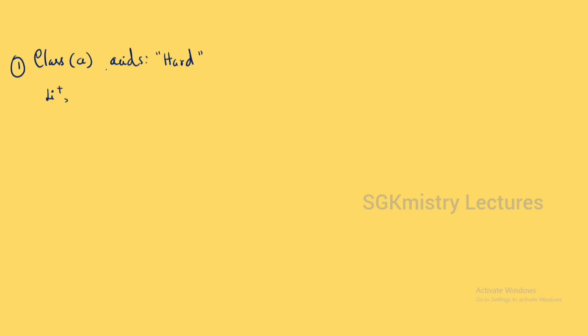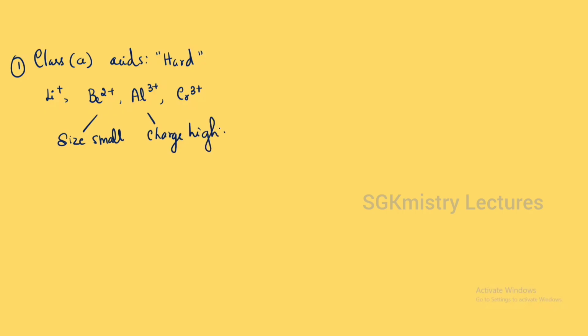We know that they are alkali metals or alkaline earth metals or the metals of the lighter transition elements, the transition metals, right? So we have Be2 plus or aluminium, Al3 plus, chromium 3 plus, etc. So these are under the class A acids. Now here the cations have smaller size and they are lighter elements. Again, they have high charge. So size is small as well as charge is higher.